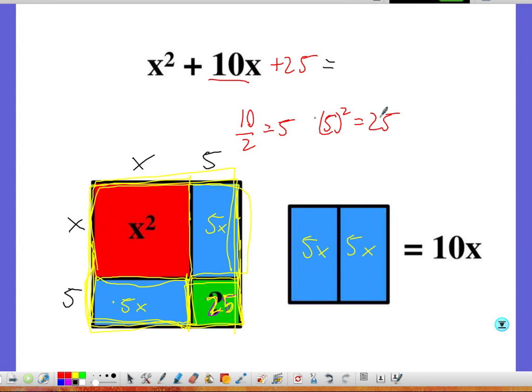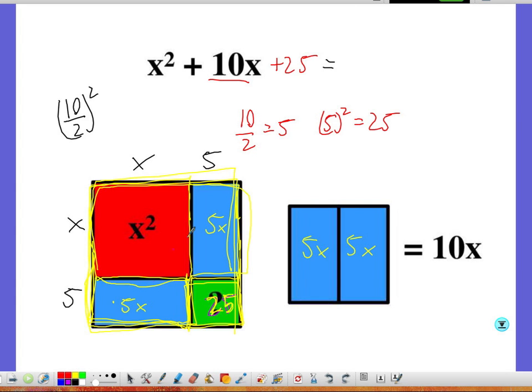So is this always going to work? Yes. And basically the formula is you take 10, you divide it by 2, and then you square it. It is the coefficient of the second term, the one with the x. You take that number, divide it by 2 and you square it, and then that completes the square. That's always going to be the case.